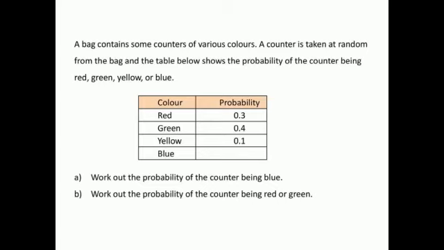Work out the probability of the counter being blue. You just add all together and see how much we need to get 1. That is 0.2. Next one, the combination of red or green, the first 2. So you will get 0.7.